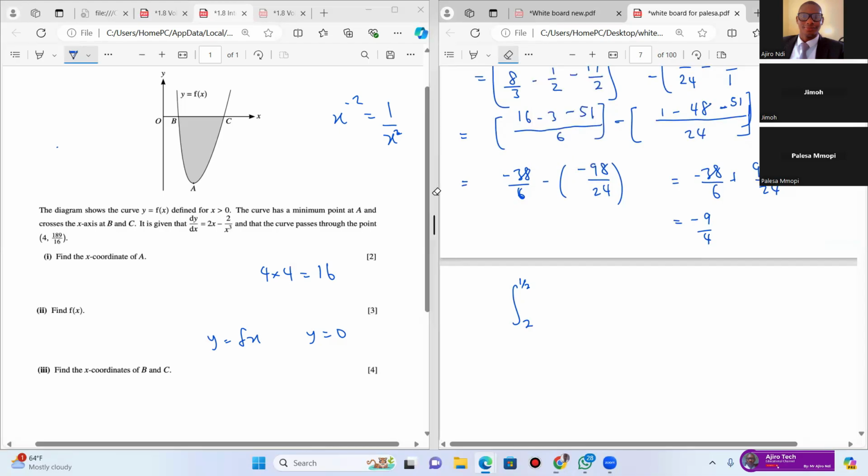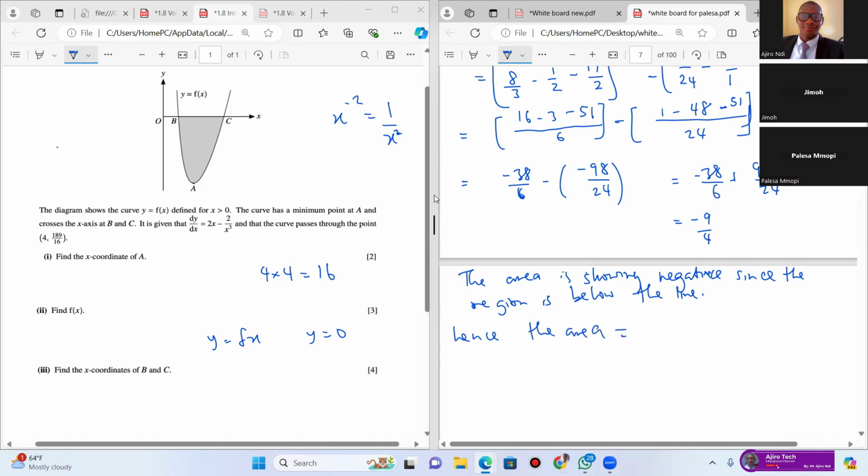But since I've done it from B to C, you can tell them that the area is showing negative since the region is below the line. Hence, the area equals 9/4 square units. You can just tell them like that, so they know that you know what you are doing. If you do, you're going to get your full mark.